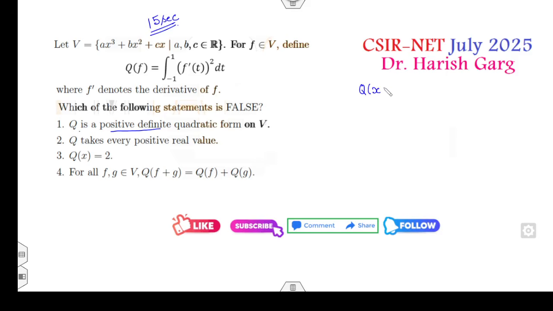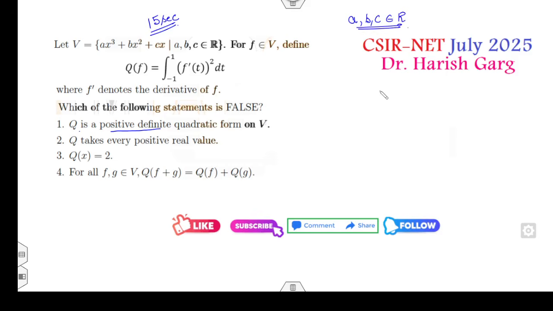That means if any function Q of x is greater than 0 for all x which is non-zero. Fine. If this property is satisfied, then we call it a positive definite quadratic form. Now you can read the statement carefully. They said V is the vector space, the collection of all those cubic polynomials of the form ax cube plus bx square plus cx such that a, b, c belong to R.